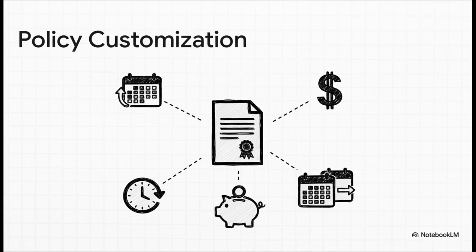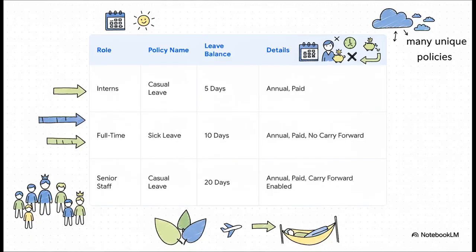You even set the starting balance and decide if people can apply for leave on a day that's already passed. It's incredibly detailed. And here's a perfect real-world example of how that works. You could set up a simple, casual leave policy for your interns with, say, 5 days, then create a totally separate sick leave policy for your full-time employees, and for senior staff, maybe they get a more generous policy that actually lets them carry forward unused days. You can create as many unique policies as you need and assign them to exactly the right people.